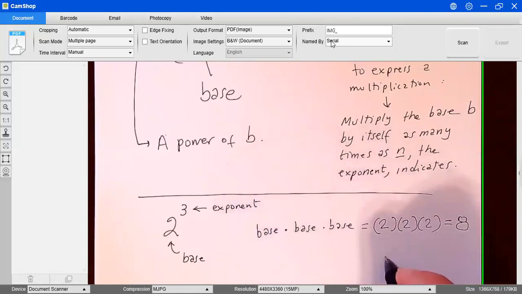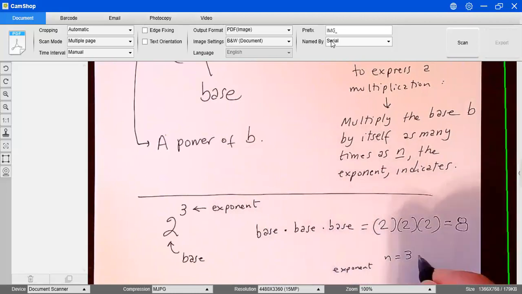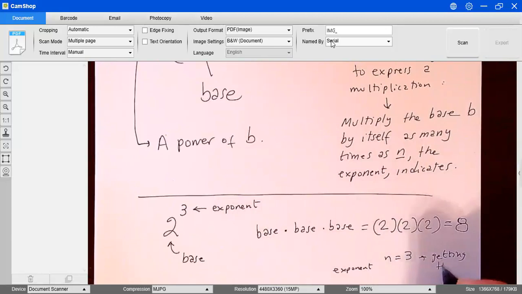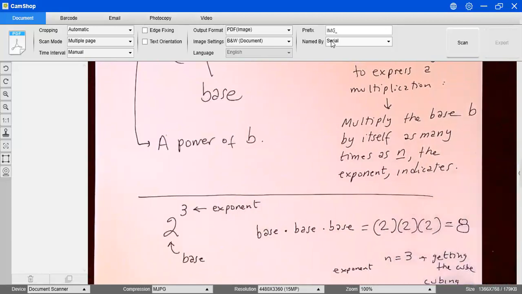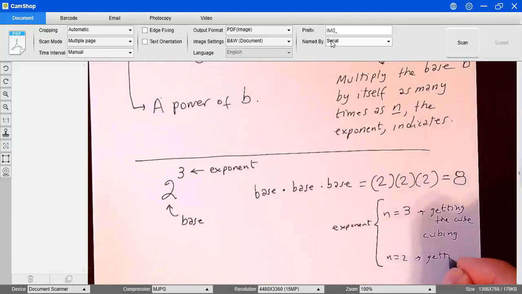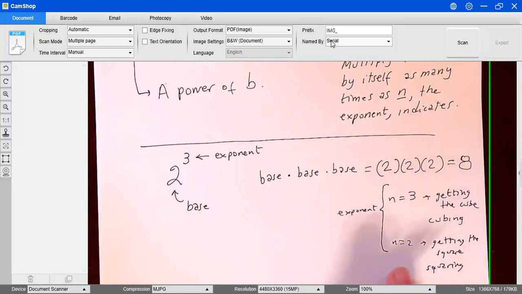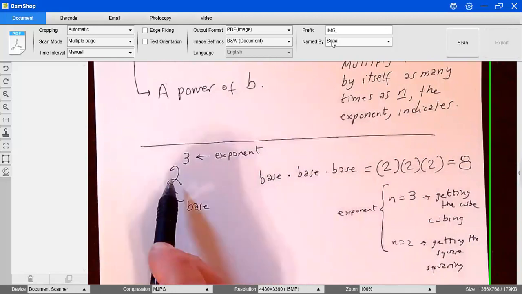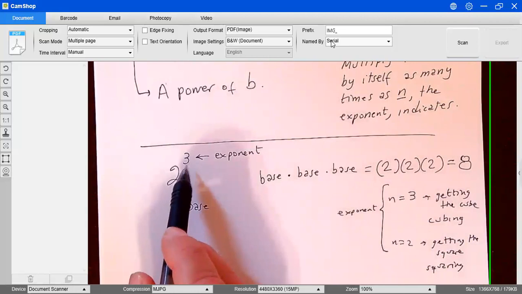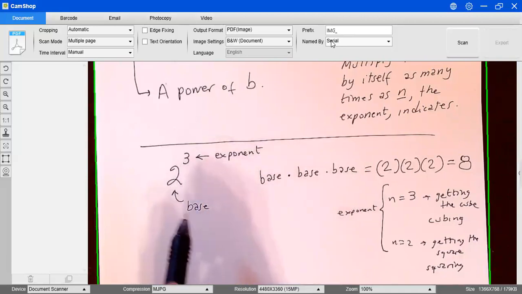So in this case, n was equal to 3. When n equals 3, when the exponent is 3, you say that you are getting the cube, or that you are cubing. And when n equals 2, when the exponent is 2, you're getting the square, or you are squaring. Those are the most common cases, n equals 3 and n equals 2. So you say 2 to the cube, 2 to the third, 2 cube, or the cube of 2. Those are the terminology. You can say this is the third power of 2. So this is a power of 2.